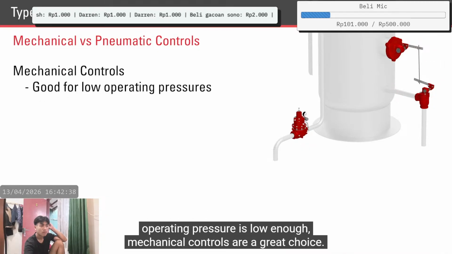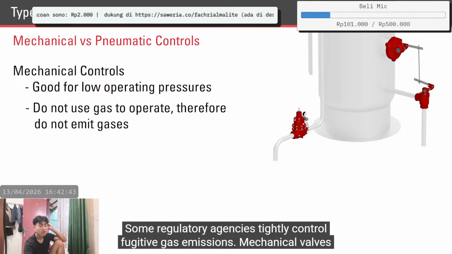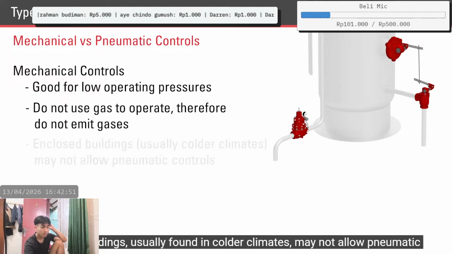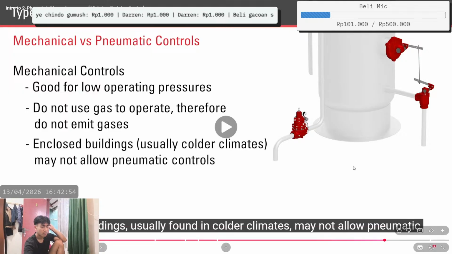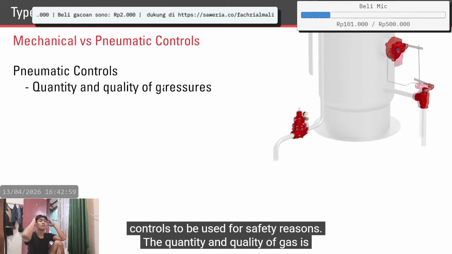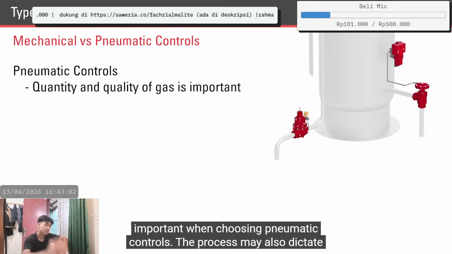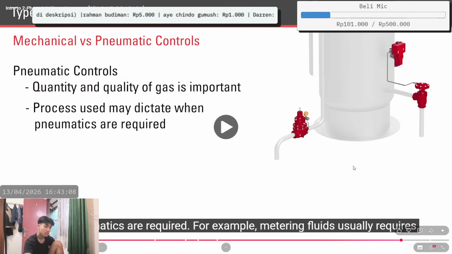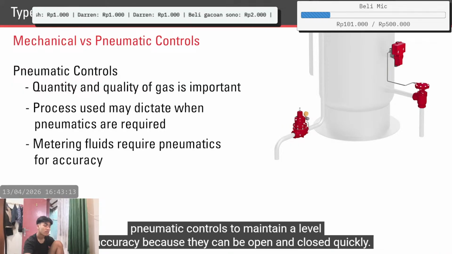If the operating pressure is low enough, mechanical controls are a great choice. Some regulatory agencies tightly control fugitive gas emissions. Mechanical valves don't use gas to operate and therefore don't emit gas under normal operation. Enclosed buildings usually found in colder climates may not allow pneumatic controls to be used for safety reasons. The quantity and quality of gas is important when choosing pneumatic controls. The process may also dictate when pneumatics are required. For example, metering fluids usually requires pneumatic controls to maintain a level of accuracy because they can be opened and closed quickly.